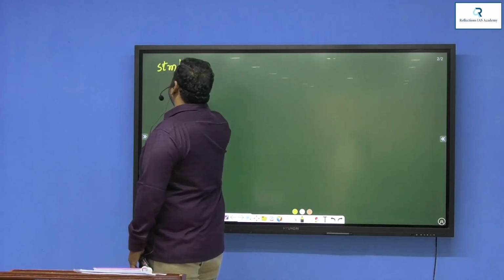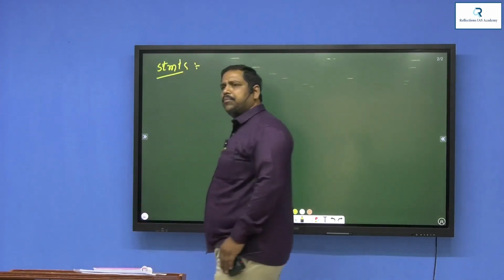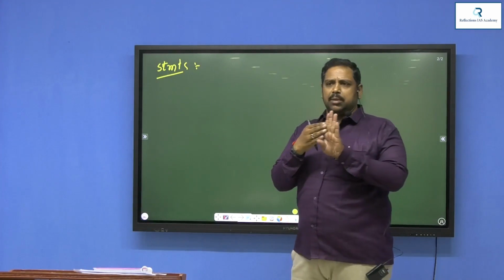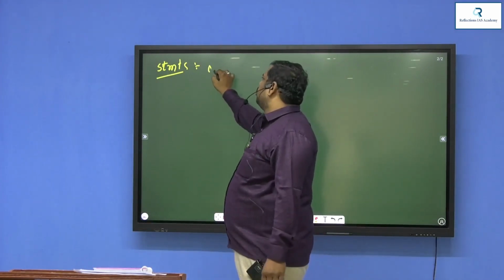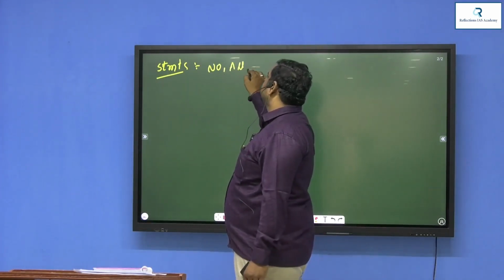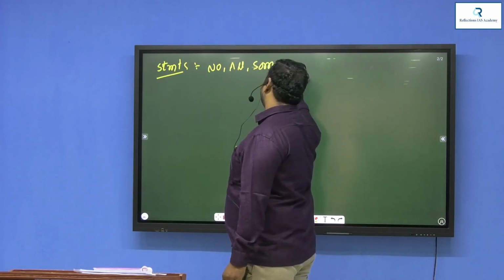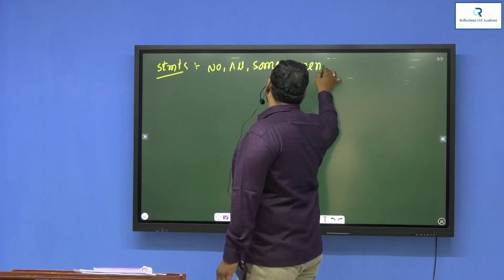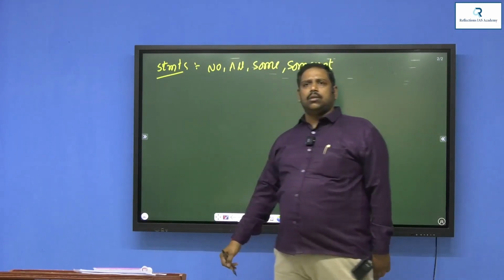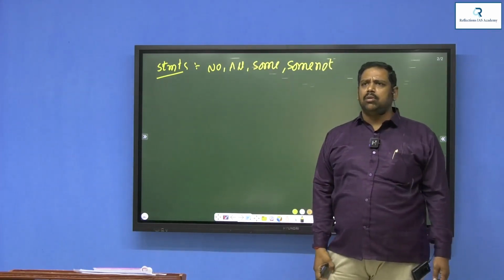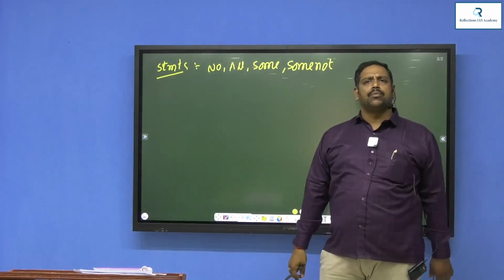Okay. So in statements, he will use in general only 4 statements. Those are no, all, some, some not. These 4 statements he will use. We'll call them sometimes predicates also.